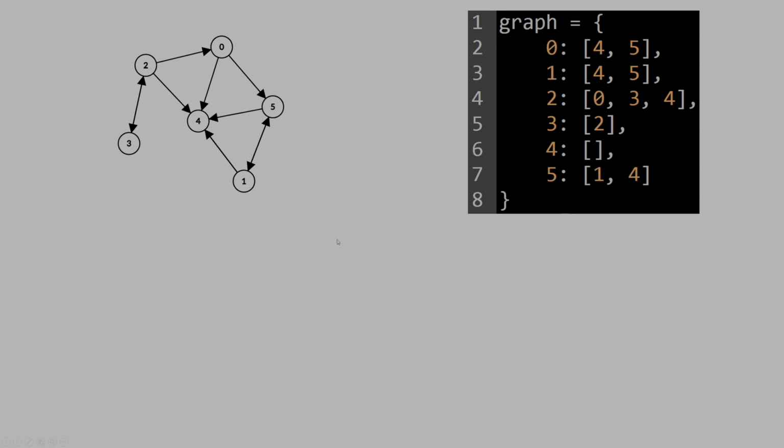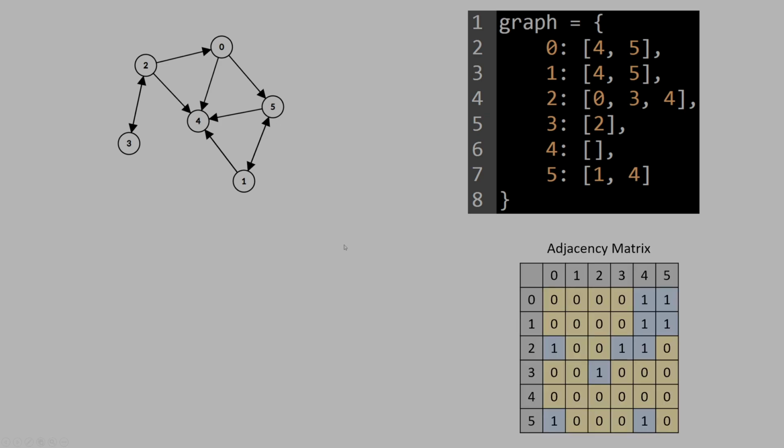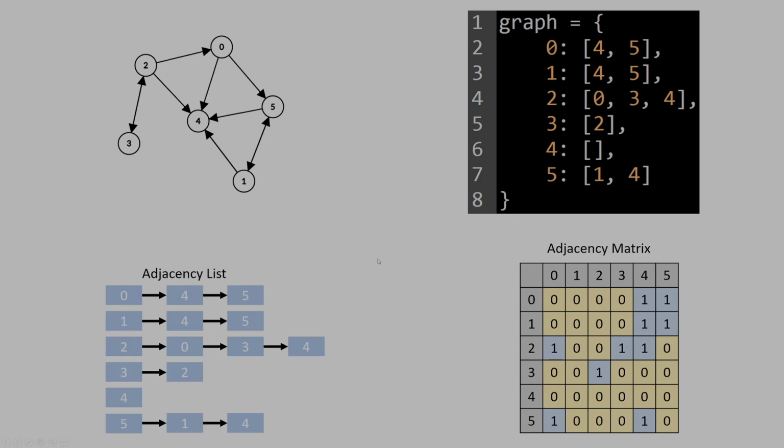Here's the adjacency matrix, same principle. If you see a 1, there is a connection between those two vertexes. And here's the adjacency list. Again, this just reflects this. Okay, so here it is written out.